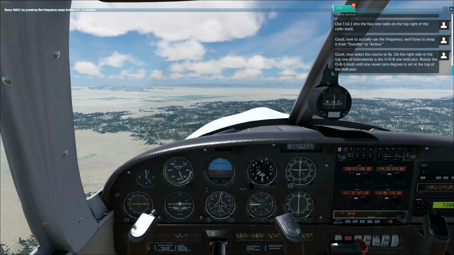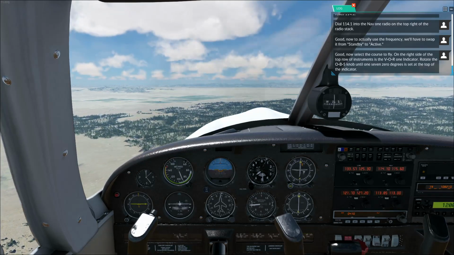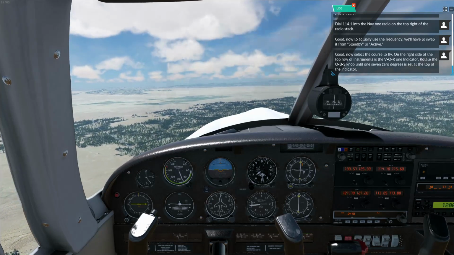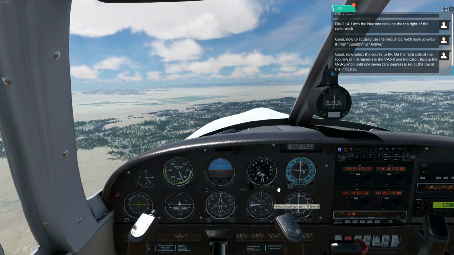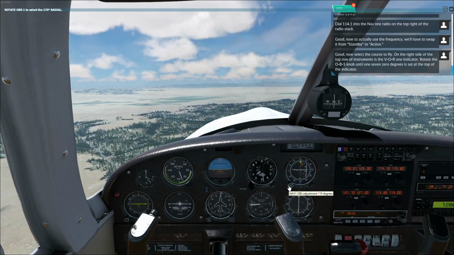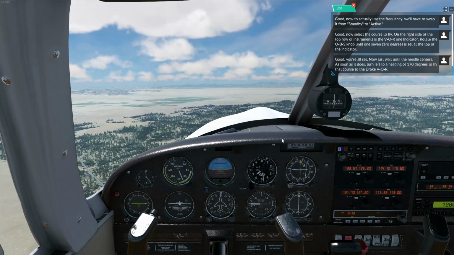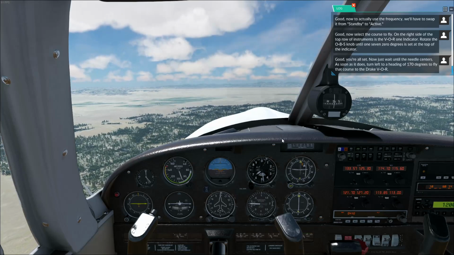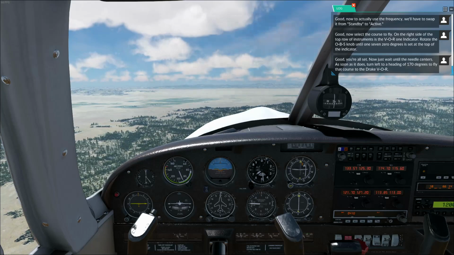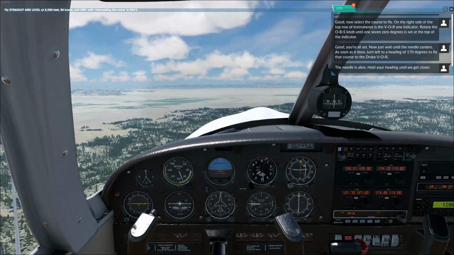Good. Now select the course to fly. On the right side of the top row of instruments is the VOR1 indicator. Rotate the OBS knob until 170 degrees is set at the top of the indicator. Good, you're all set. Now just wait until the needle centers. As soon as it does, turn left to a heading of 170 degrees to fly that course to the Drake VOR. The needle is alive. Hold your heading until we get closer.